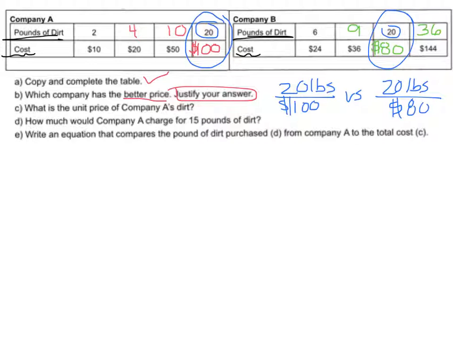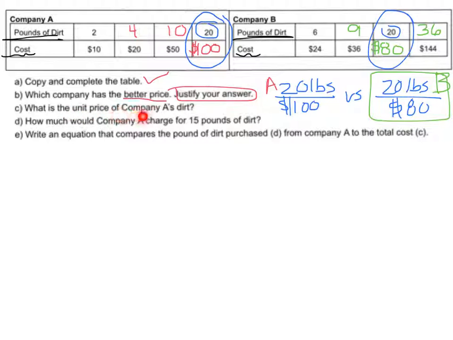Now, if we have the same amount of pounds, we want to pay a smaller price. So because 20 pounds is only $80, company B has the better price. If we're getting the same amount, we want to pay the lesser money, and since 80 is less than 100, we know that company B is better. Now, I didn't want to do it using unit rate because that's what the next question is asking.